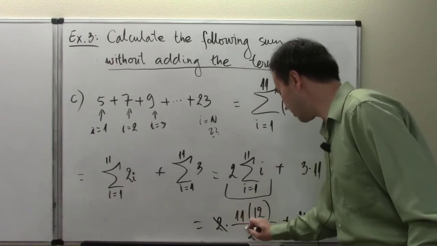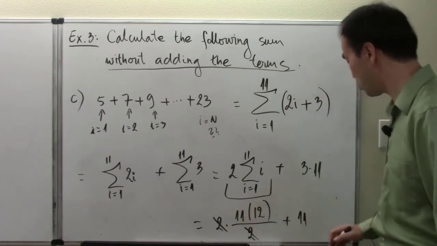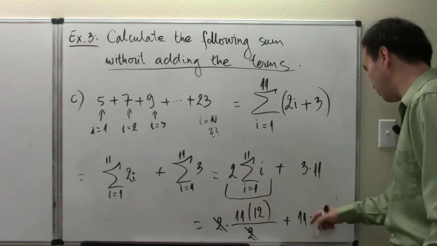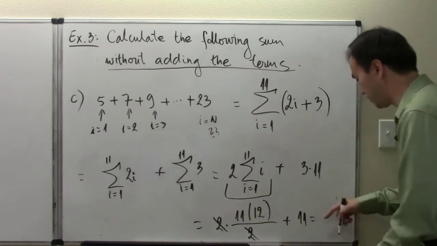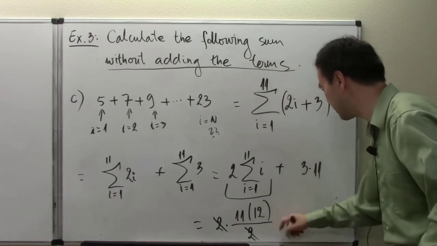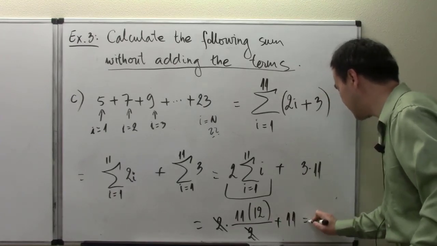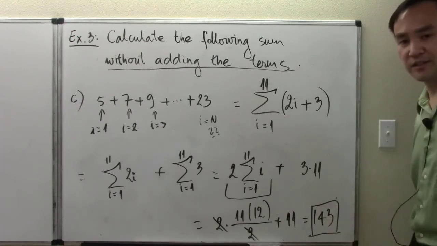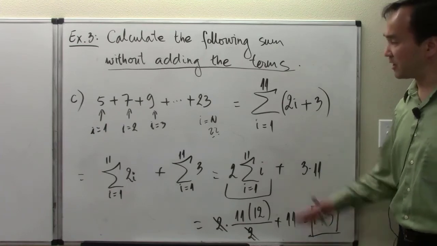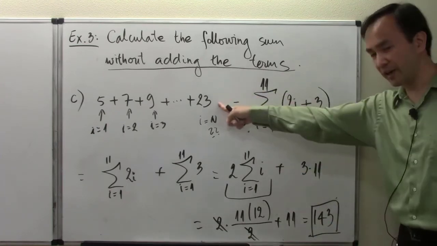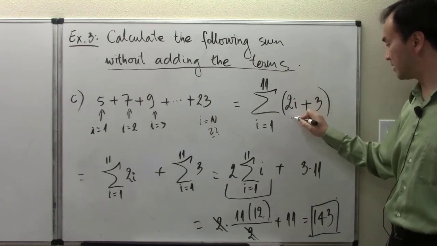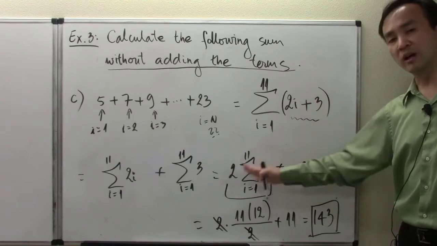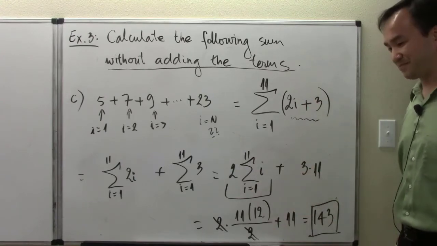So this 2 cancels with that 2. 11 times 12 gives me 132, and then plus 33 gives 165 as our final answer. Nice and short. The challenge here was to recognize the formula, but once we recognize the formula that decides the value of each term, we can utilize all the rules together.